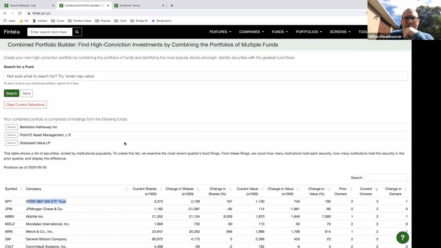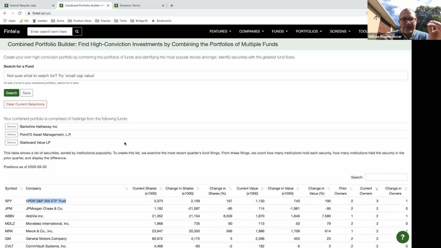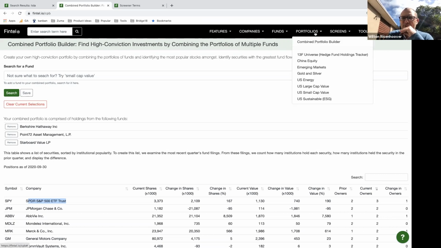So you can build this out. If you have a bunch of funds that are interesting to you and that you're interested in following, you can build out this tool and use it as a discovery tool or as a screening tool to find new companies. Now, if you have specific interests in sectors, then I've basically built some for you already.